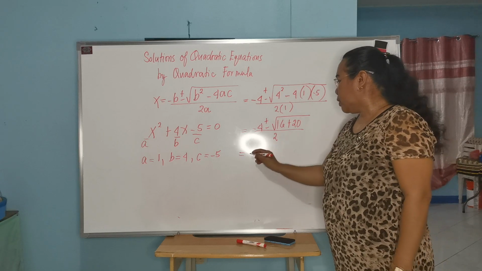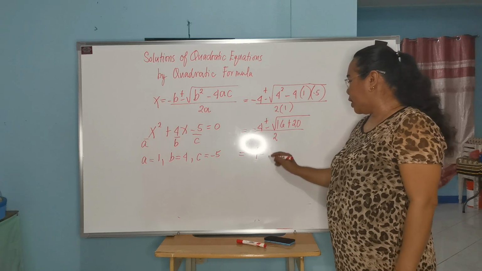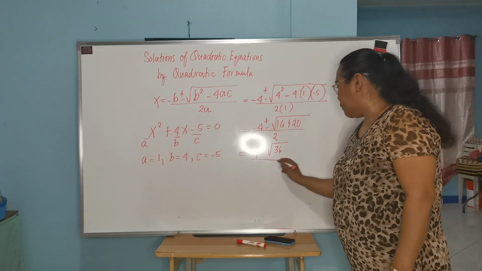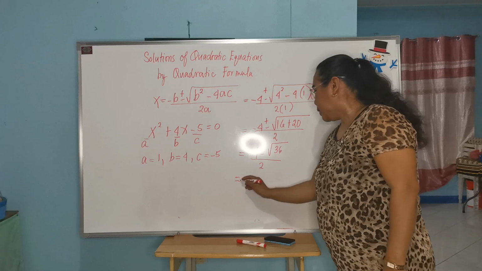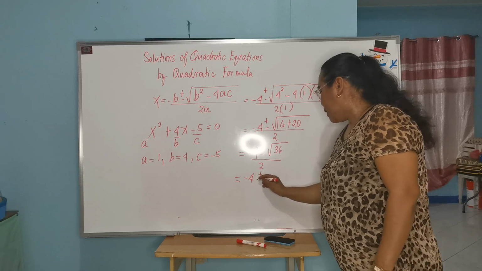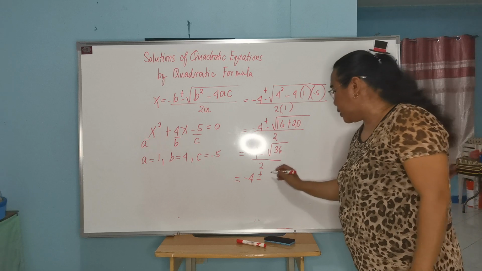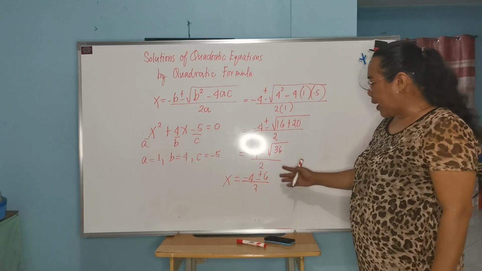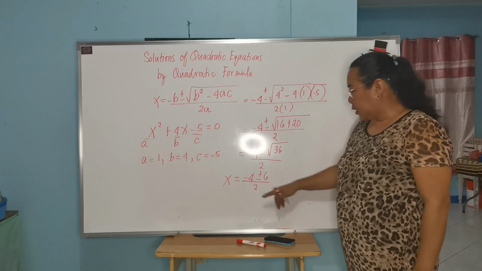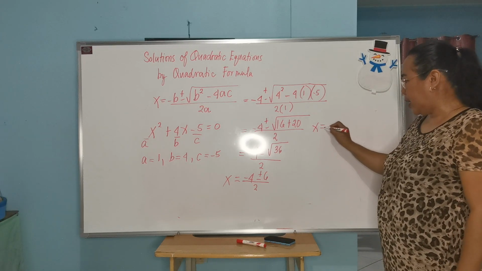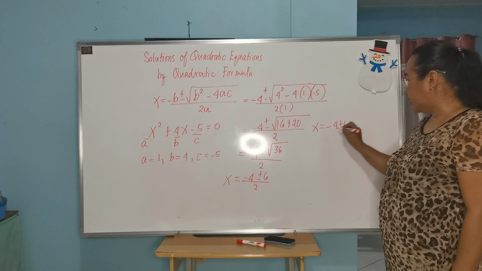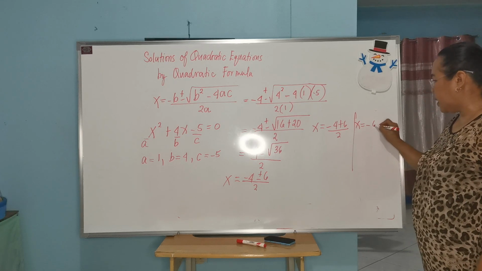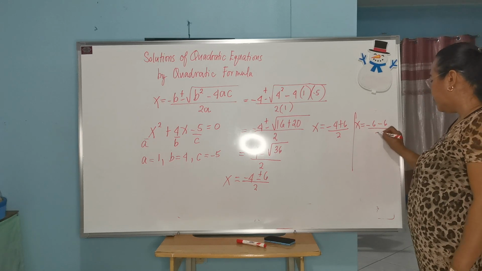So this is now equal to negative 4 plus minus 16 plus 20, which will give us a sum of 36, divided by 2. And this is equal to negative 4 plus minus, extract the square root of 36, and that would be 6 over 2. So we need to separate again the positive and the negative root. So we have the values of x now would be negative 4 plus 6 over 2. And the other one is x is equal to negative 4 minus 6 over 2.